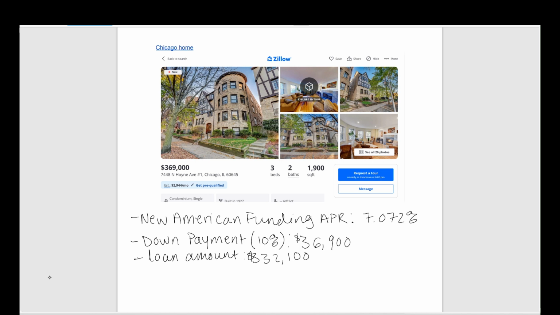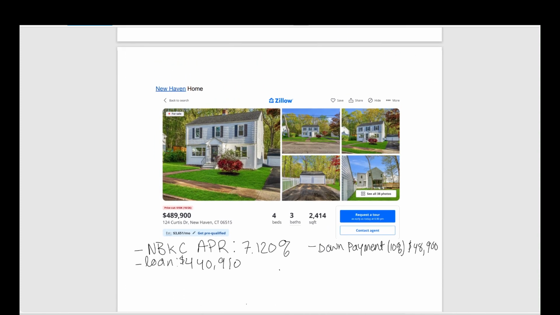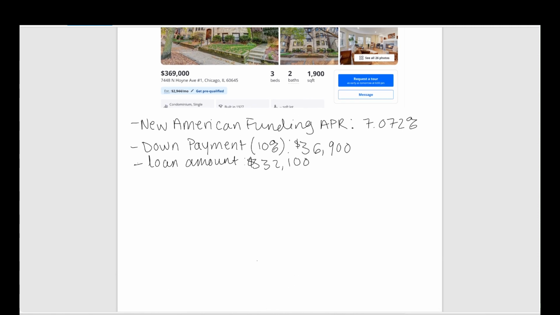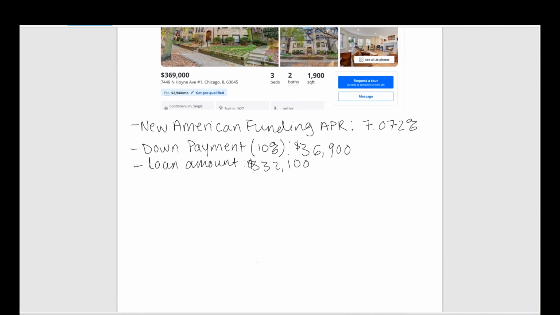For this assignment, I am tasked with finding the monthly payments for this potential home and this other home, as well as the total cost of the house that I'll be paying, the total future cost of the house, as well as its future value over 20 years. So, first, I'll begin by determining what the monthly payment will be for this home in Chicago that costs $369,000.